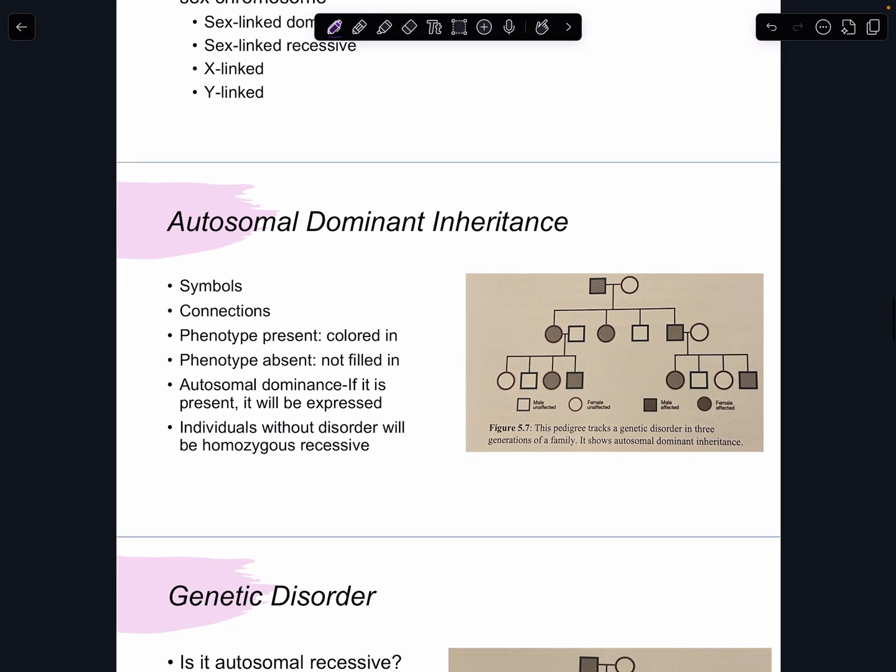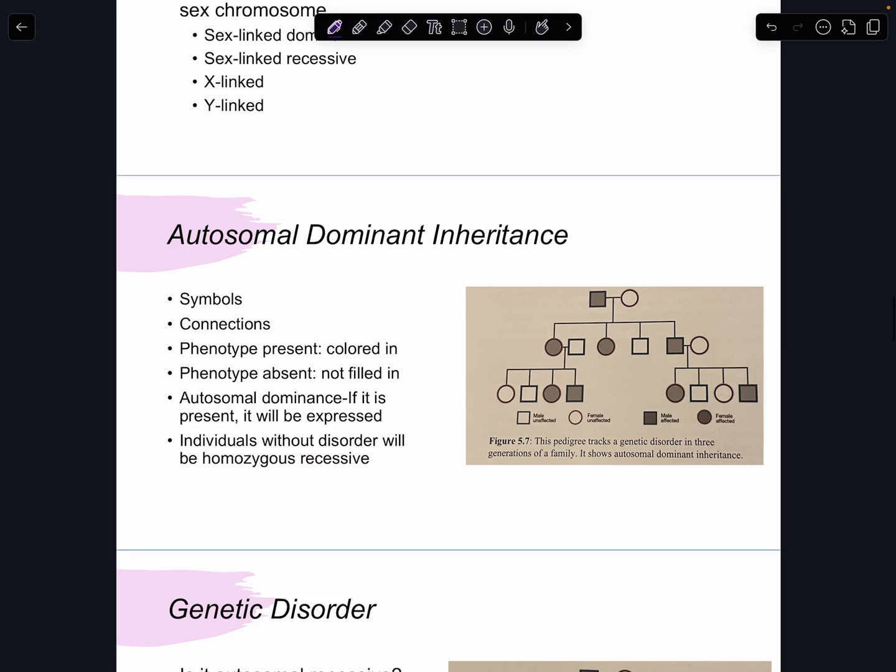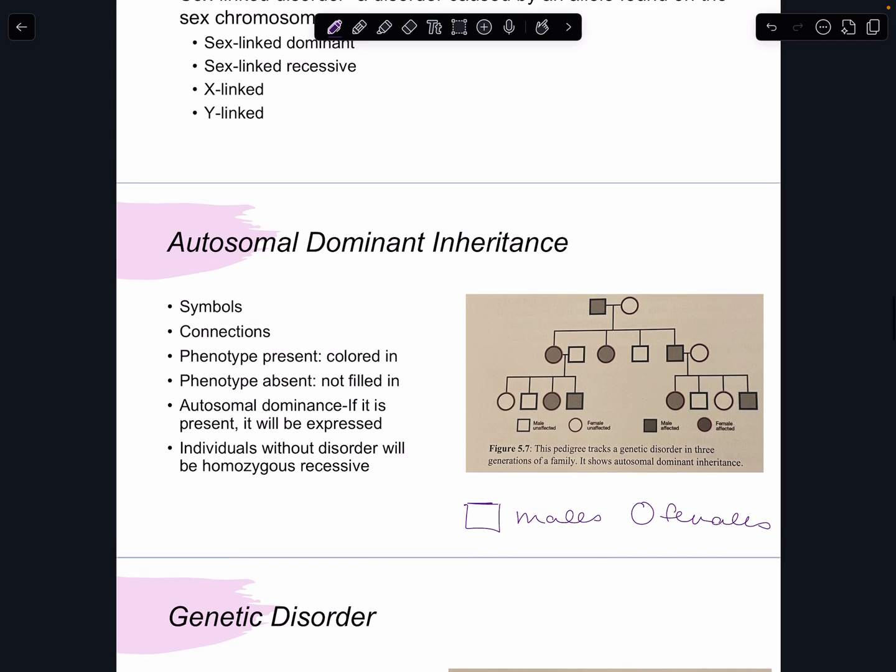So autosomal dominant inheritance. Let's look at the symbols and the connections because they can be a little bit difficult. So males are shown here as squares and the females are circles. And most of the time it's males are squares, females are circles. Sorry guys, y'all are all squares. If the phenotype is present, meaning the trait or genetic disorder is present in that individual, meaning they have it, the circle or the square will be colored in. If it is absent, then that circle or square will not be colored in.